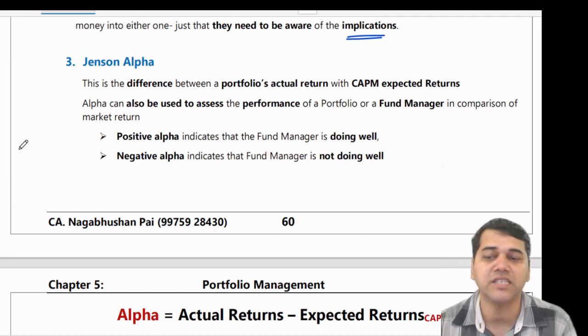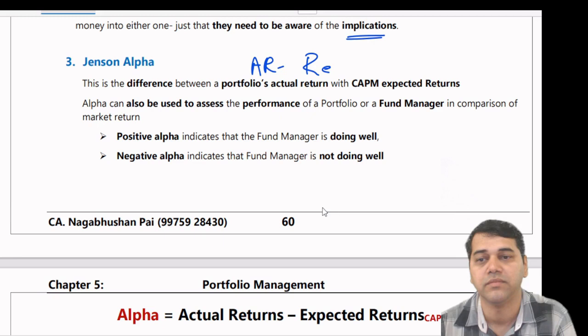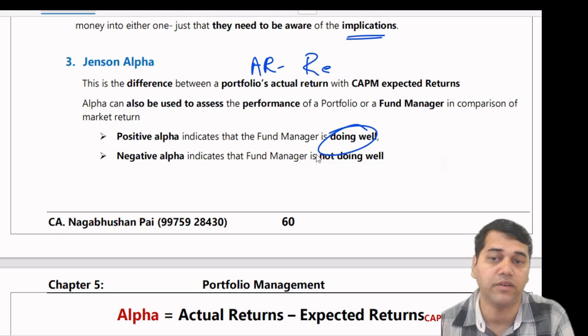Now the last is Jensen's alpha. It is the difference between the actual return and the CAPM return. It can be used to assess the performance of fund managers. If somebody has a positive alpha, they are doing well. Negative alpha means not doing well.